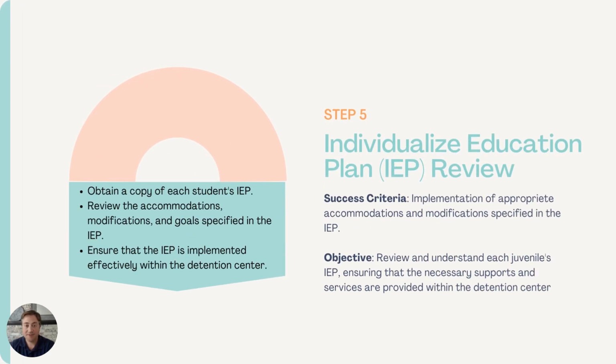Individualized education plans or IEPs. There are other documents. I know I put IEP for a title, but there are court-related documents and other academic documents that may be needed for review. But really, our objective is to obtain copies of student IEPs and other documents, review the accommodations, modifications, and goals specific to that student, and ensure that that IEP is implemented as effectively as possible in our environment. We want to make sure to help that student succeed and know that they're in a safe environment.